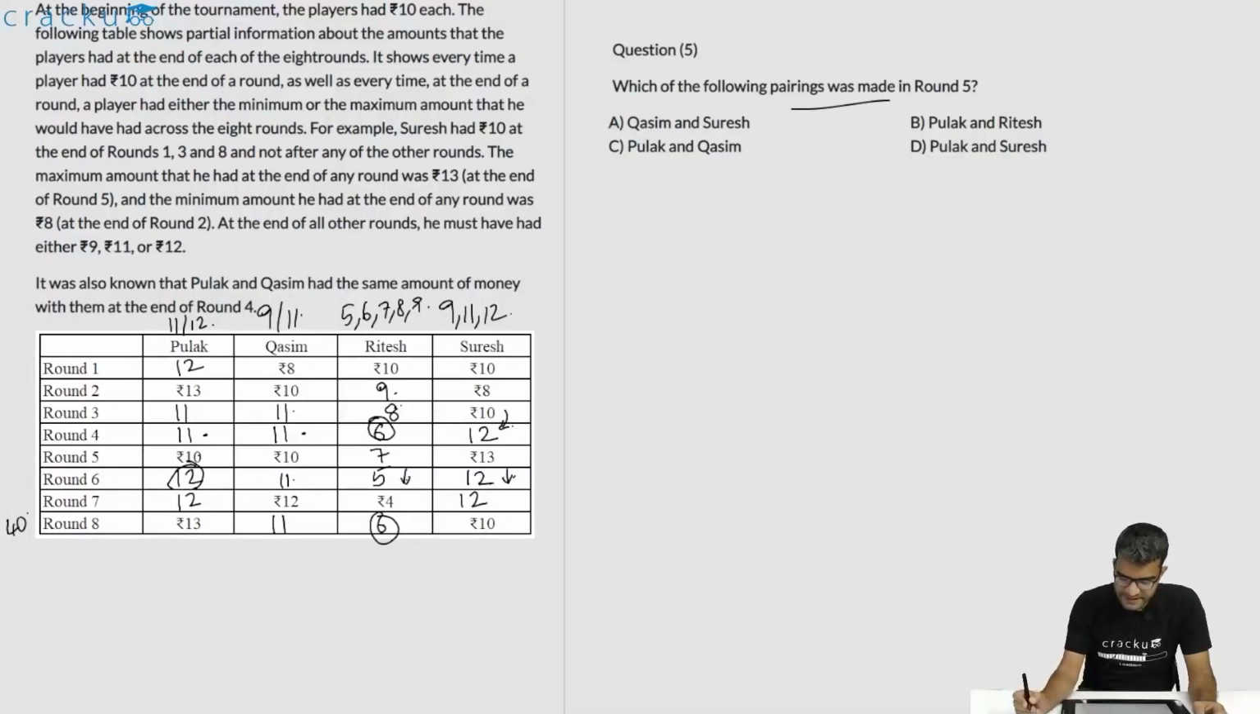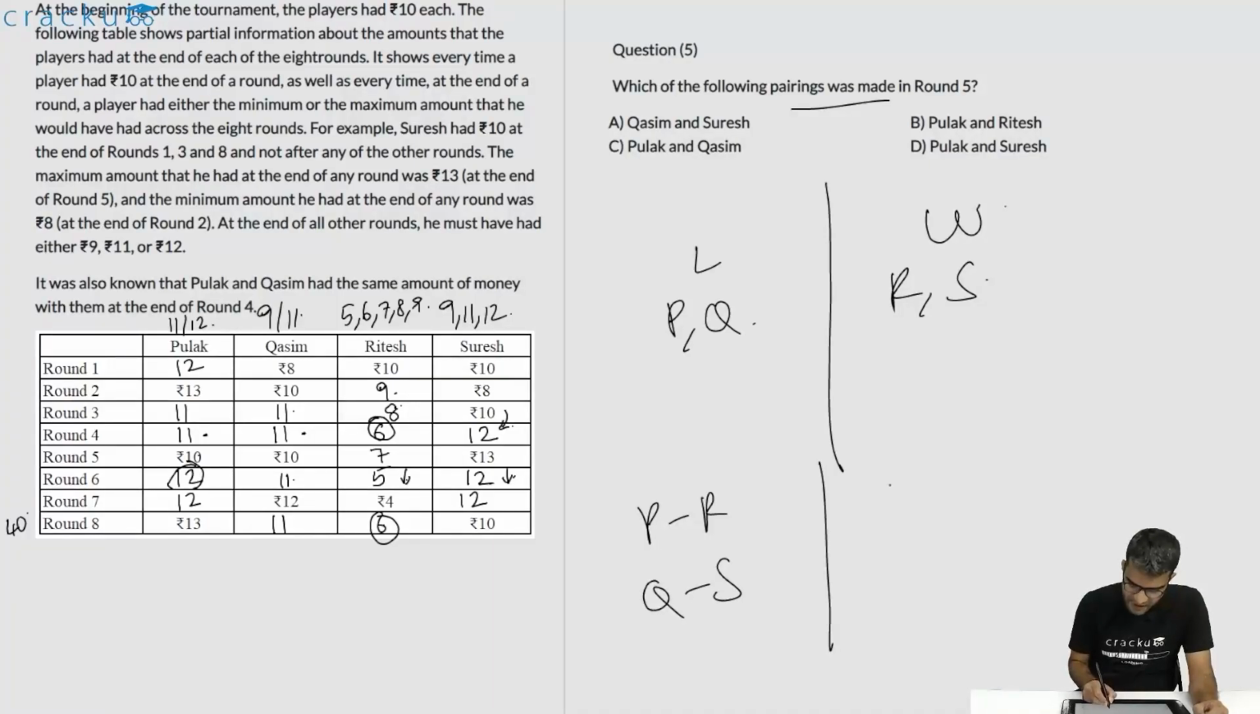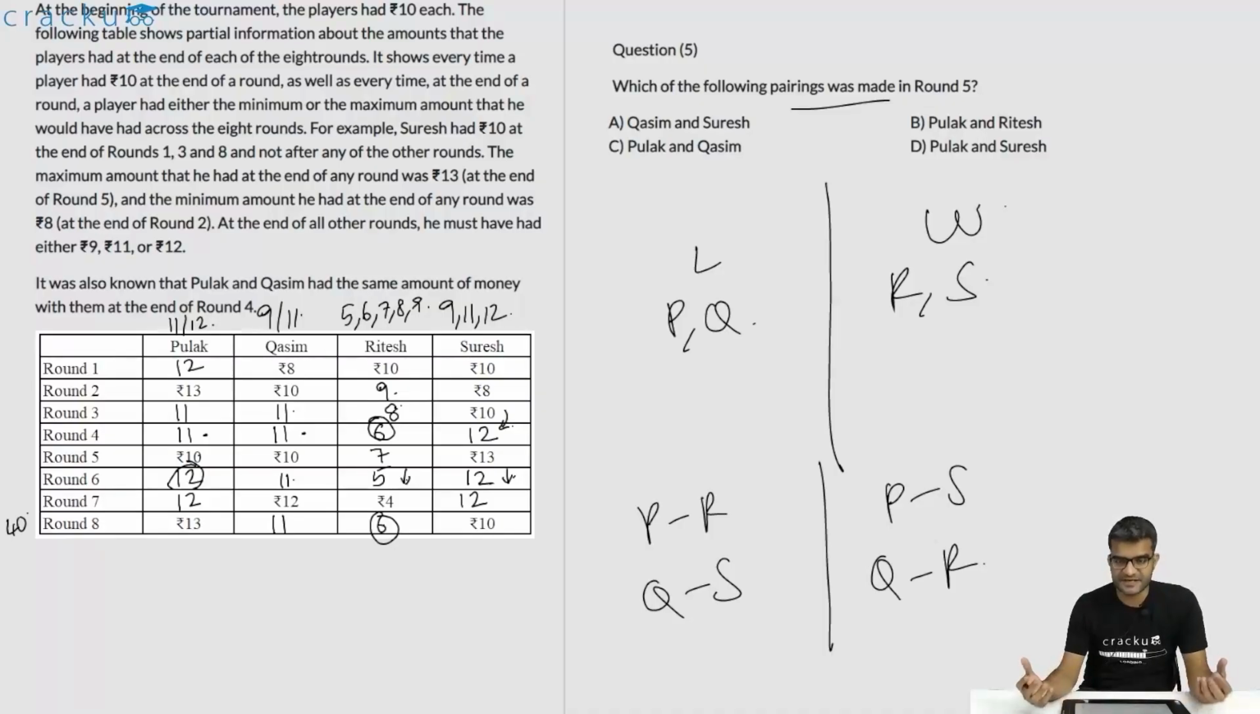Which of the following pairings was made in round 5? In round 5, if you are looking at the losers and the winners, the losers were P and Q, and the winners were R and S, Ritesh and Suresh. So the pairings can be either PR and QS, this is one possibility, or it is PS and QR, this is another possibility. How do we identify which of them is correct? We know that a pairing cannot be repeated across 2 consecutive rounds. So let us now look at the pairings for the next round, that is, round 6.